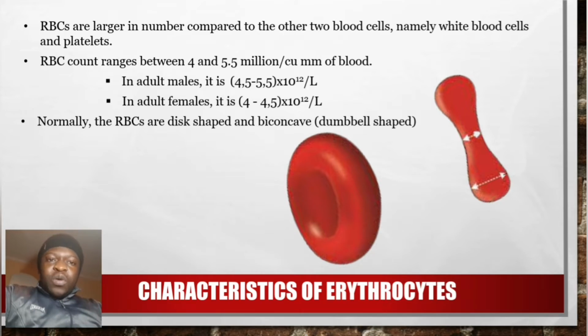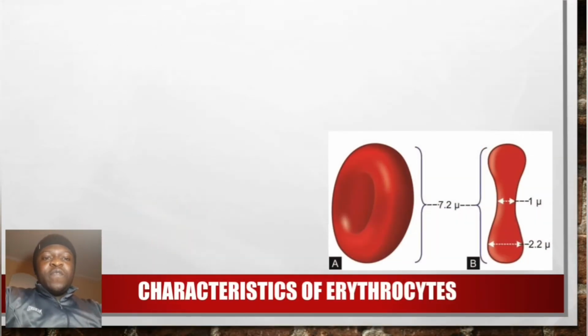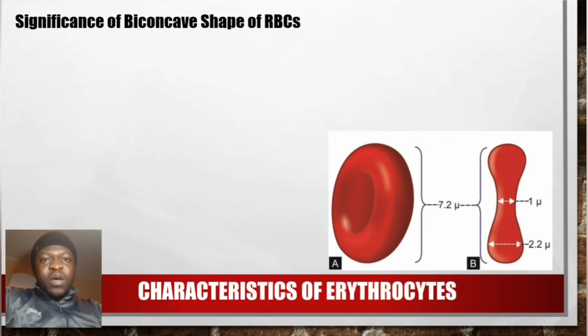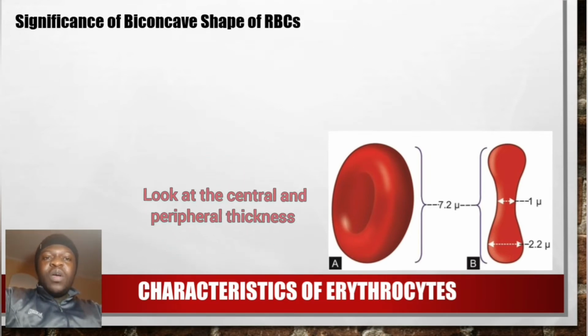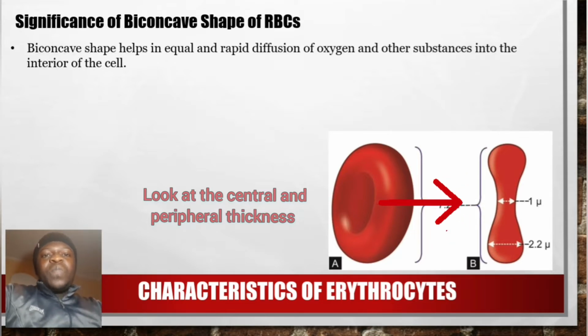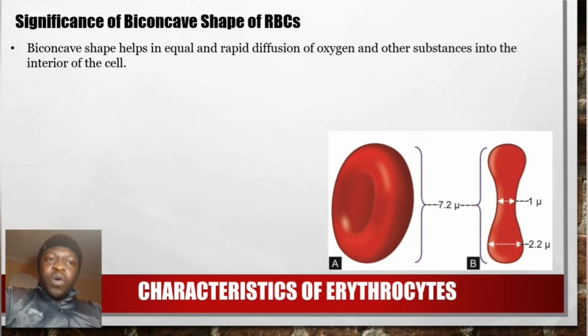Normally, the red blood cells are disc-shaped and biconcave, like a dumbbell. Can you see this? It looks like a dumbbell. This biconcave shape has a very important significance. So what is the significance of the biconcave shape of the red blood cells? Firstly, the biconcave shape helps in equal and rapid diffusion of oxygen and other substances into the interior of the cell.